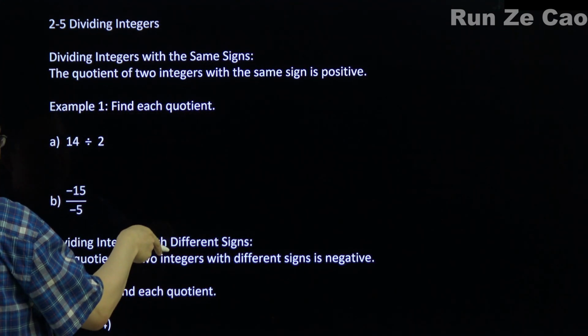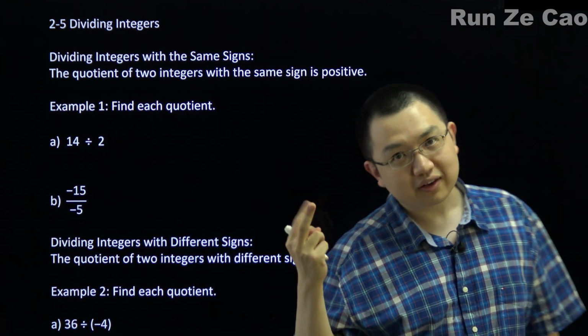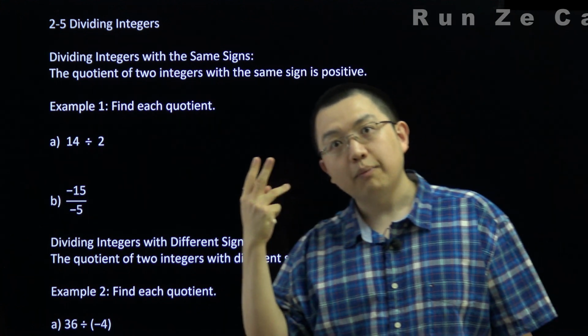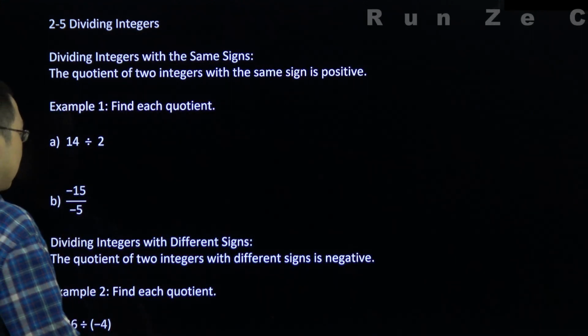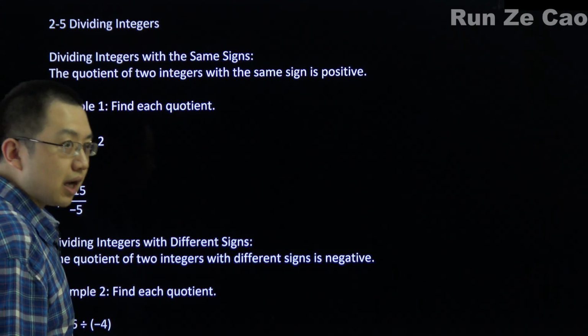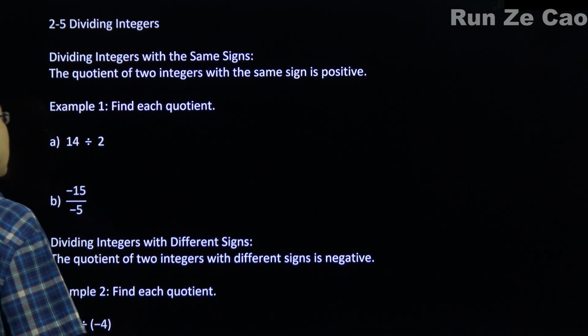If you have different signs, well, if you only have two items and they have different signs, then that means you have one negative, one positive. And that means you end up with a negative quotient because the negatives do not cancel out. There's only one of them.